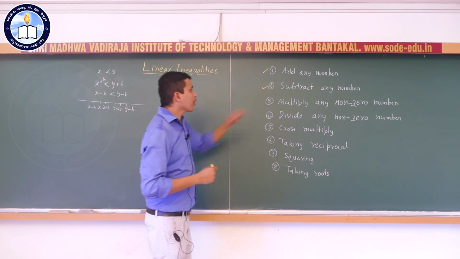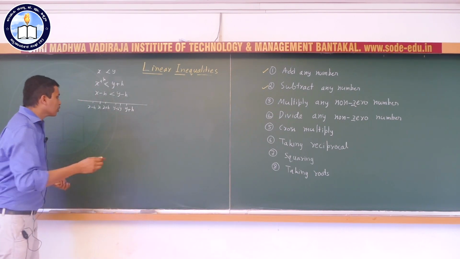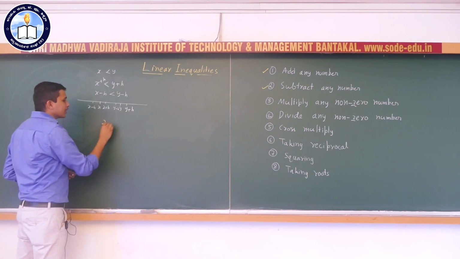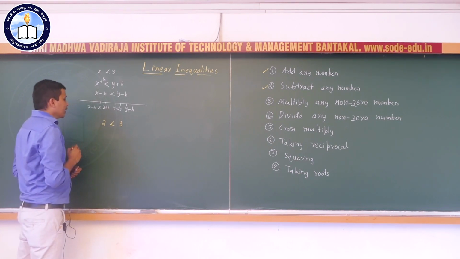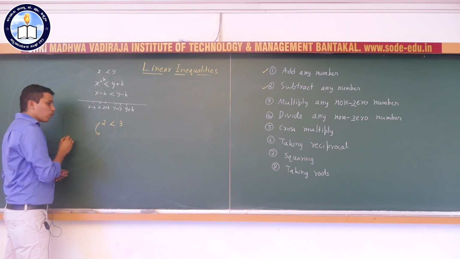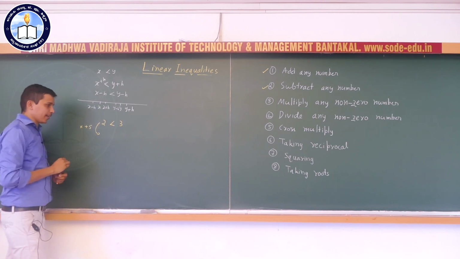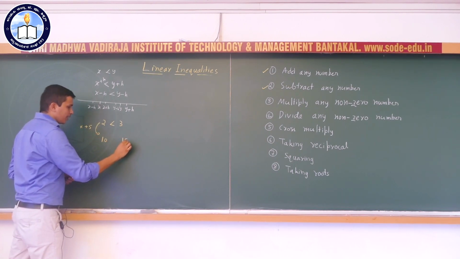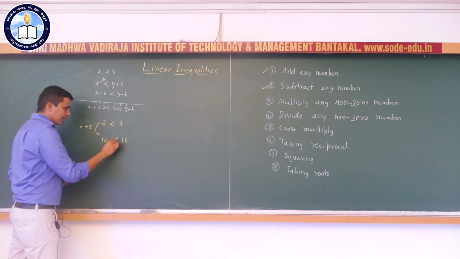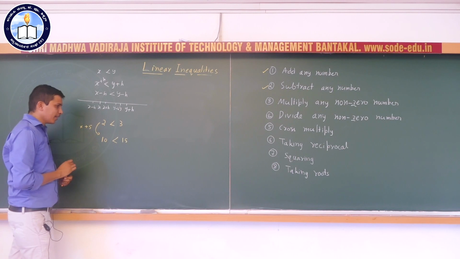So now, what about the third and fourth properties, multiplying as well as dividing? Suppose I take 2 is less than 3. If I multiply by a positive number, say plus 5, the numbers become 10 and 15. Which one is larger? Again 15 is larger than 10, so 10 is less than 15.